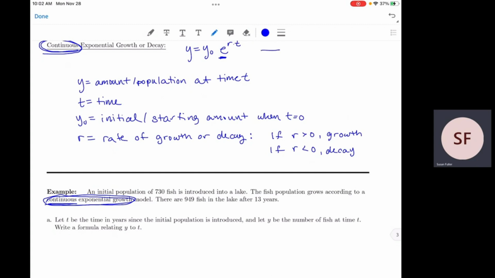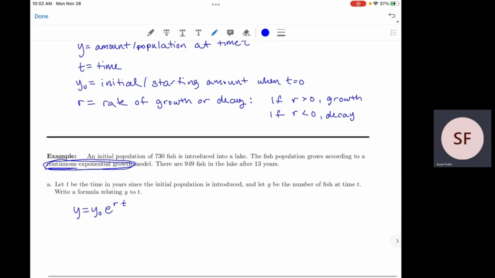We're looking at this formula right here, continuous exponential growth. So we just need to figure out, we're going to be using y equals y sub 0 times e to the r times t. We just have to figure out what all of our values are. So let's see what we've got here.